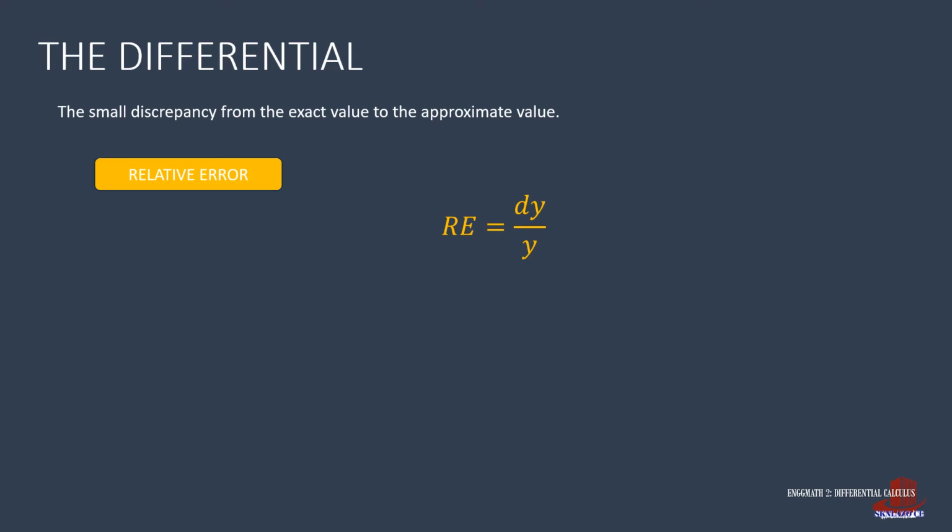Relative error is computed as the discrepancy over the entity. RE is equal to dy over y. The second error is percentage error, which is basically the relative error in percentage form.